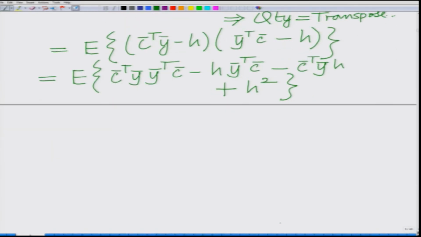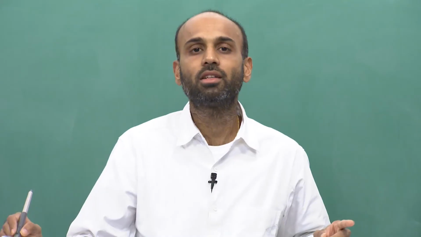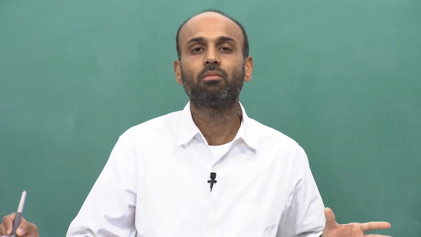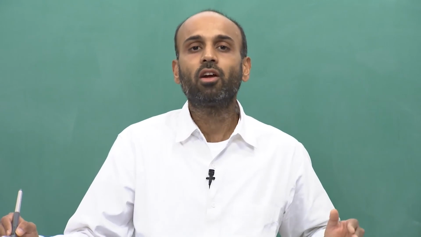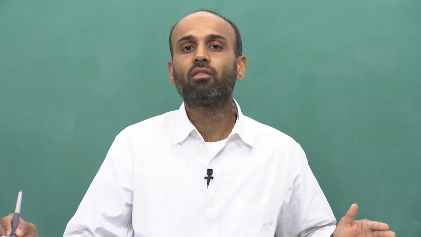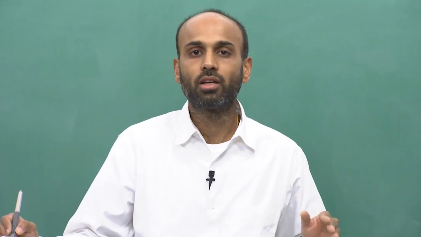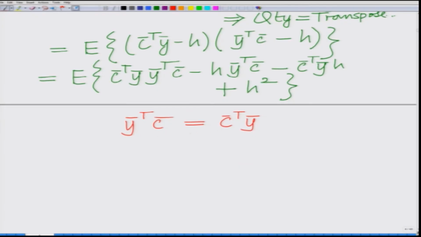Now, observe that y bar transpose C bar equals C bar transpose y bar, right. Y bar transpose C bar is a scalar quantity, correct. Y bar transpose C bar equals C bar transpose y bar. In fact, both of them are equal to C1 y1 plus C2 y2 plus so on up to Cn yn. Okay. So, these are scalar quantities.